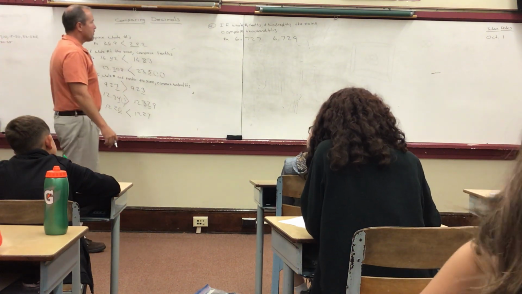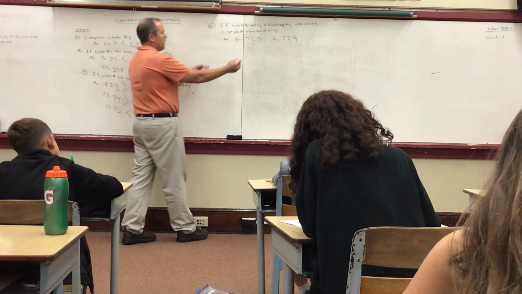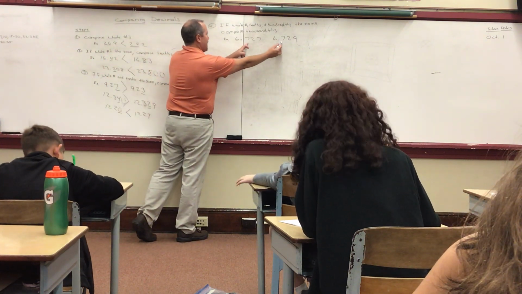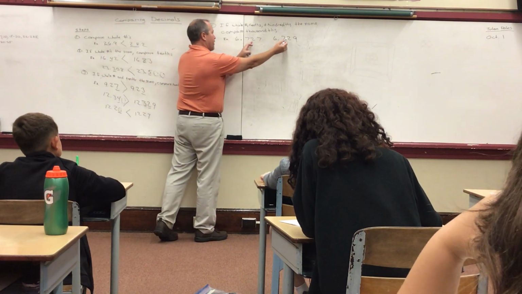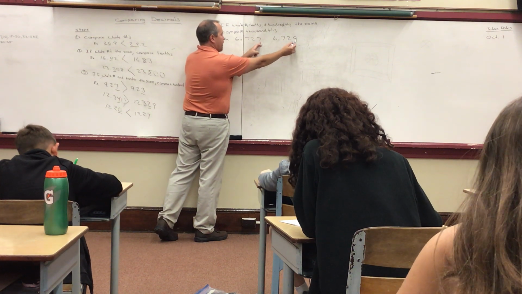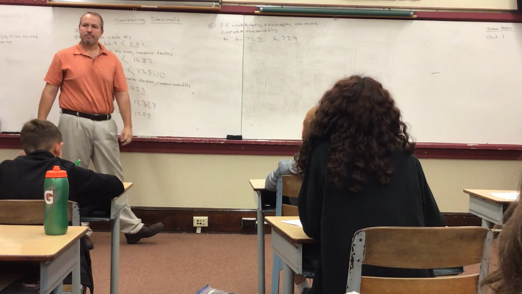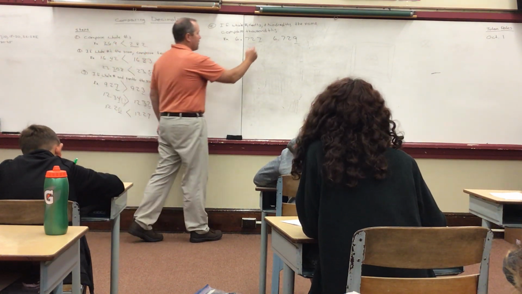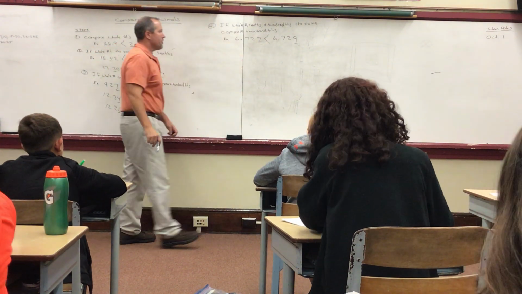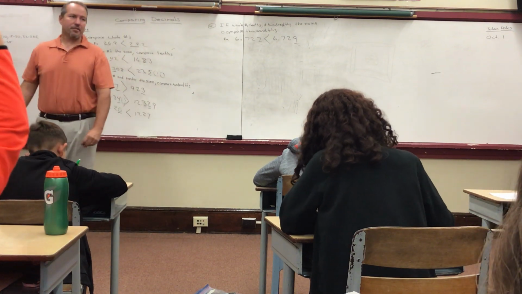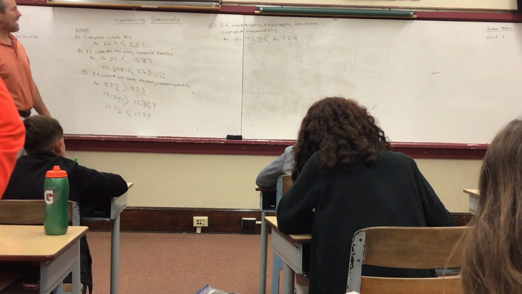Once again, the whole numbers are the same, so we compare the tenths. The tenths are the same, so we go to the hundredths. The hundredths are the same, so we compare the thousandths. We have a 7 and a 9. The 7 is smaller, and so 6 and 727 thousandths would be less than 6 and 729 thousandths.